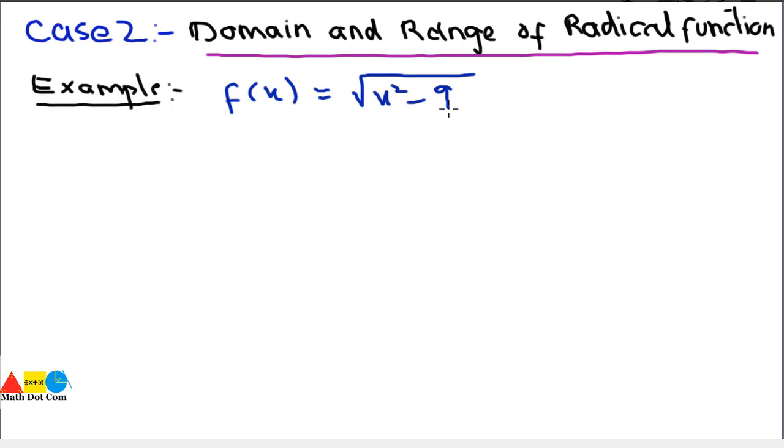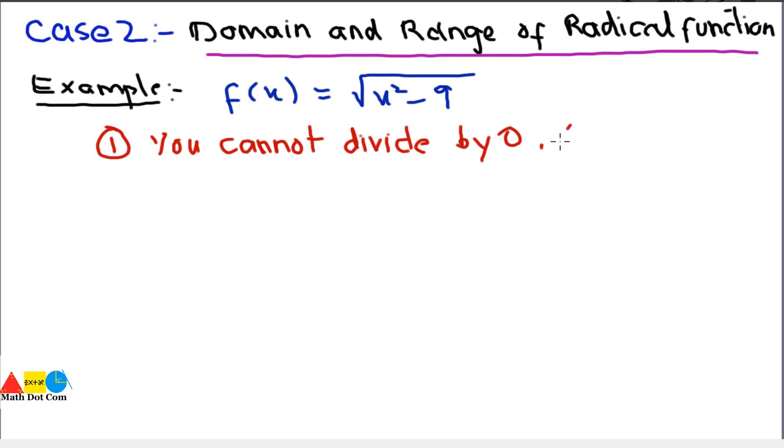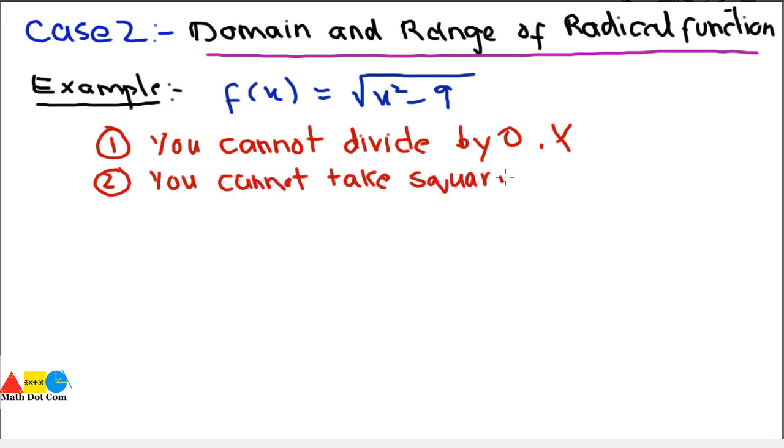First of all, we check the two conditions we have already seen in case 1. Number 1: there is nothing in the denominator, so we cannot apply condition 1, that you cannot divide by 0. This condition applies when there is something in the denominator, so it is not required here. Second: you cannot take the square root of a negative number. This is applicable here because we have a square root in the function. So this is very important to check for finding the domain.